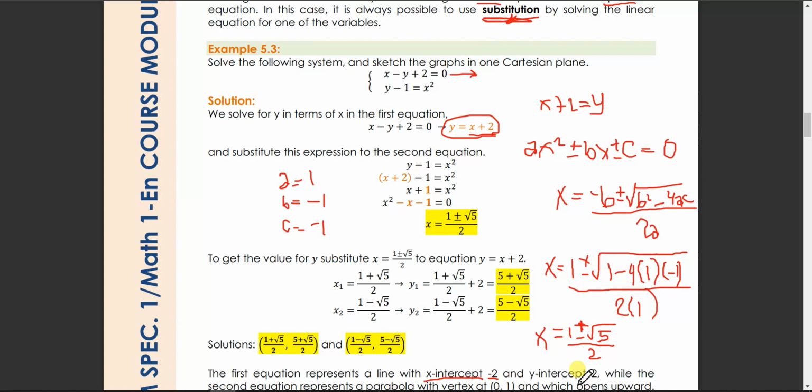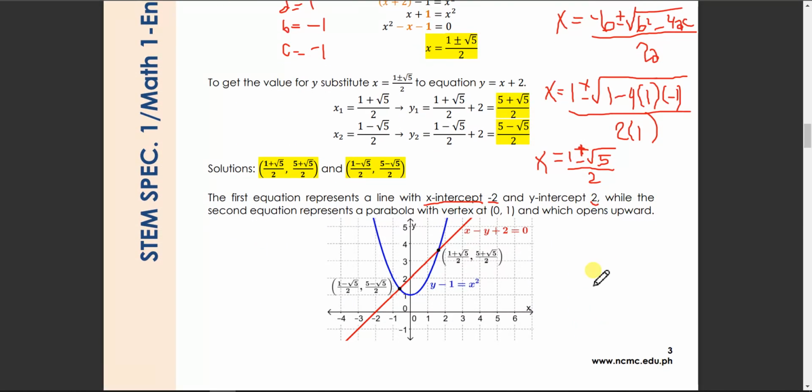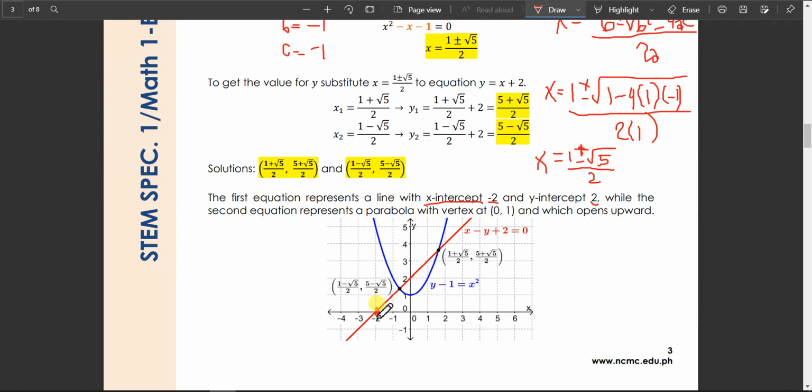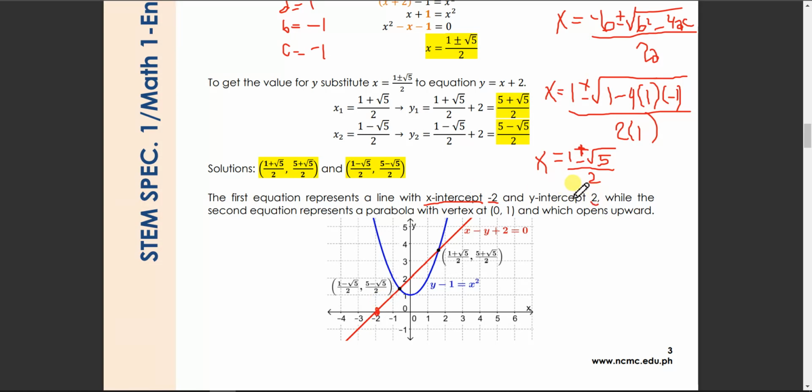If you're going to find the y-intercept naman, then you set x by 0. Then you have negative y plus 2 is equal to 0. So you transfer negative y to the other side. Then you have y is equal to positive 2. So you have here. So meaning x-intercept, your y is 0, x is negative 2. So this is the point, your x-intercept. Y-intercept, meaning your x is 0, your y is positive 2. So 1, 2. So this is the point.